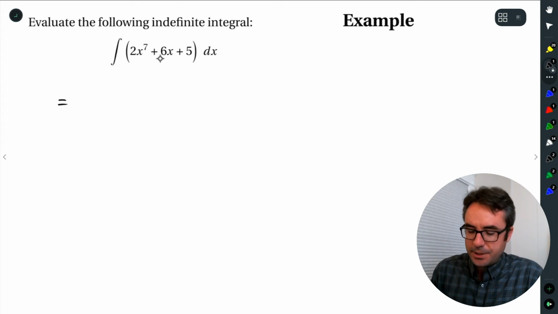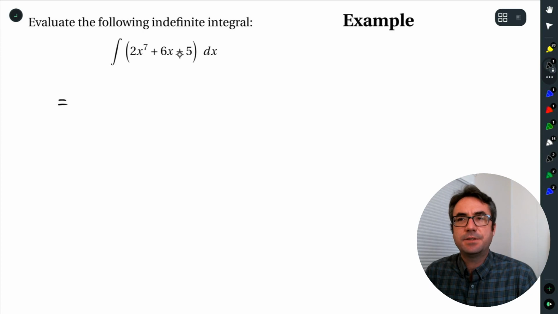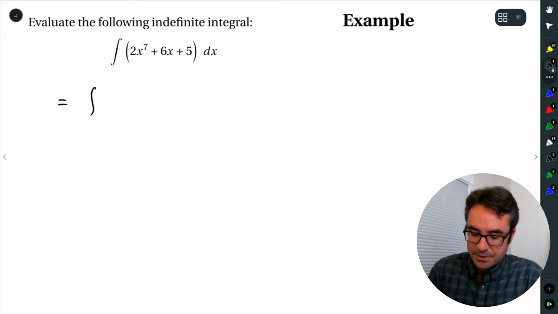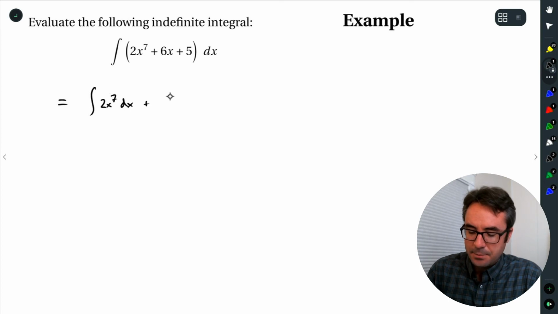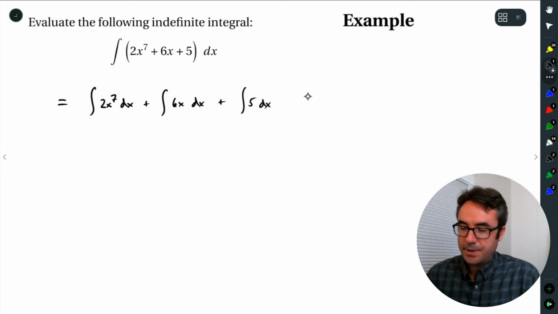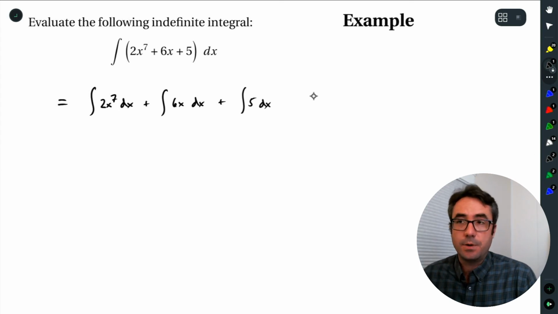So the first thing we can do is where we have these plus signs, we can split up the integration. So we can use our sum rule a couple times. So we'll get the integral of 2x raised to the power 7 dx plus the integral of 6x dx plus the integral of 5 dx. So that's where we use the sum rule.